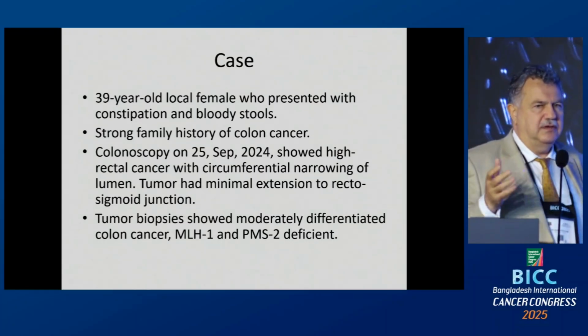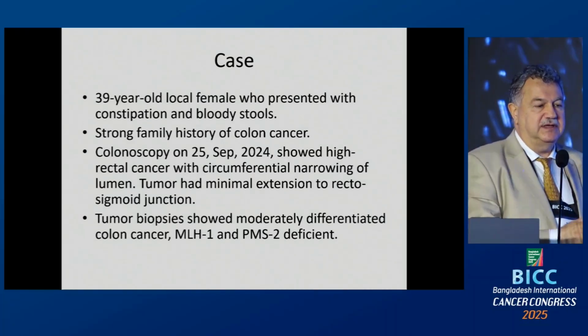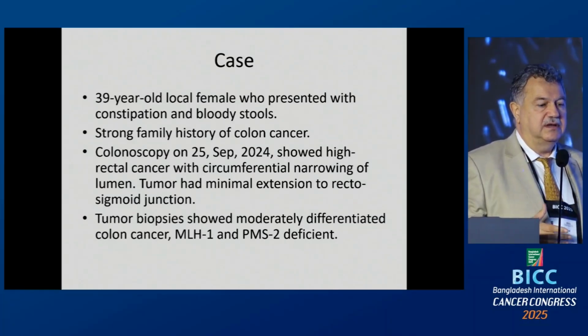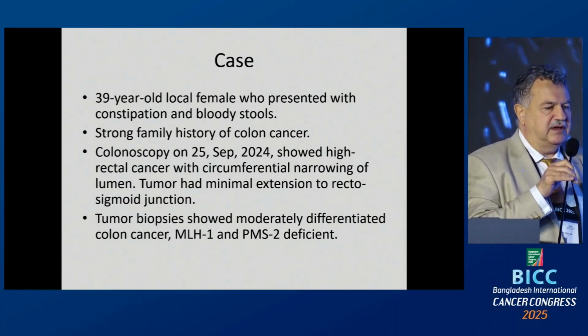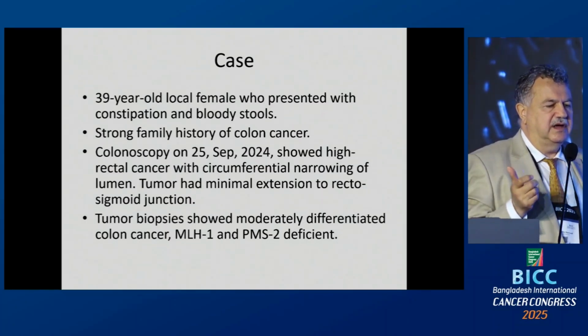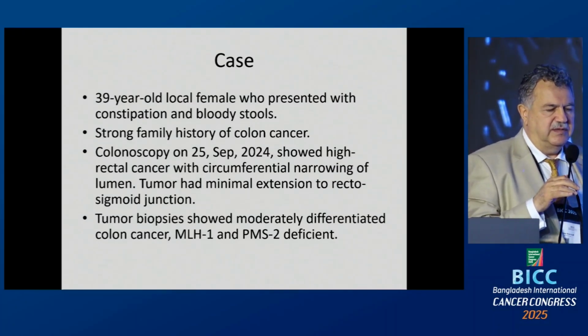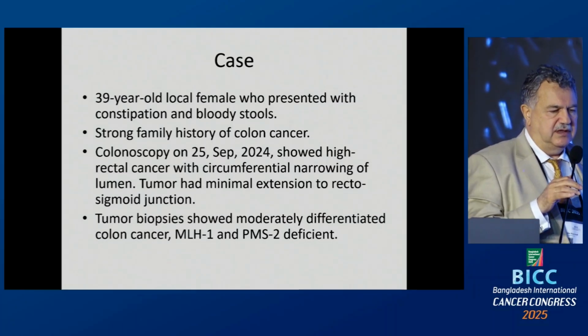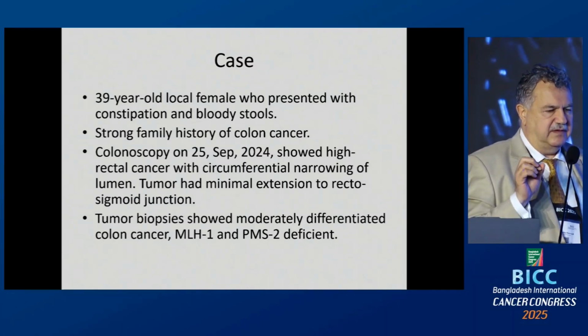So, all of us go to MDT meetings. In MDT meetings, it's very common to see a case like this one. In this case, a surgeon from outside came to discuss the case at our cancer center. A 39-year-old female had rectal bleeding and was found to have rectal cancer, and tumor biopsies showed moderately differentiated colon cancer, MLH1 and PMS2 deficient. The patient has a strong family history of colon cancer.